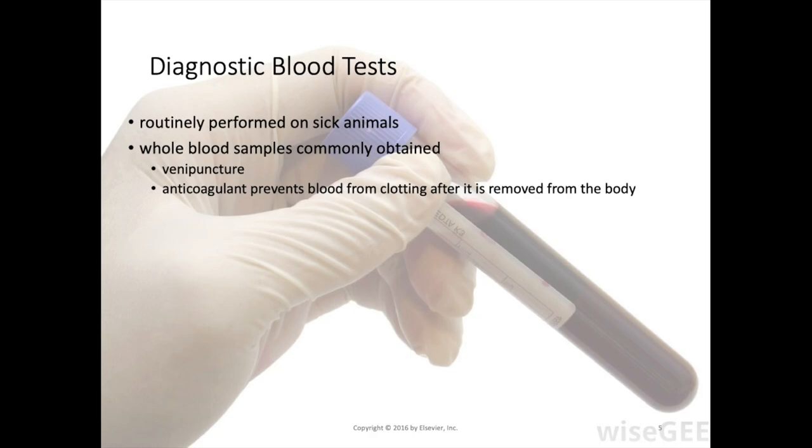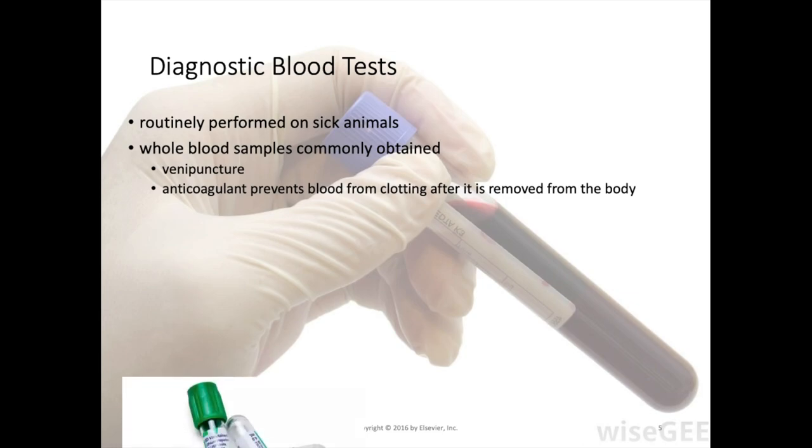Diagnostic blood tests are routinely performed on sick animals. Whole blood samples are commonly obtained, and we do this, of course, through venipuncture. And then there's an anticoagulant within the blood tube itself that prevents the blood from clotting after it's removed from the body. Because we know that as a protective feature, if the blood is pooling at any point, either inside or outside the body, then typically what happens is platelets start to clump together along with little bits of fibrin, and they create clots, and they try to seal up that area that's bleeding out. So that's a protective feature, it's a good thing, but of course, if we're taking blood and we need to analyze the whole blood itself and not just a component of the blood, then it's challenging for us to analyze the blood if it's all clotted.